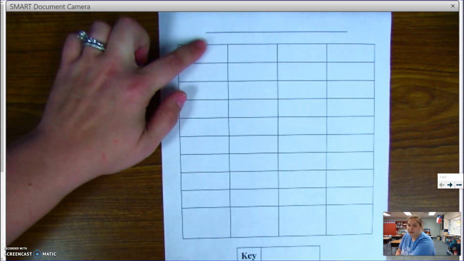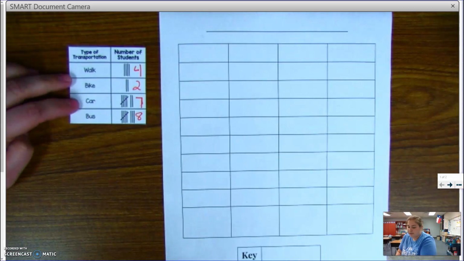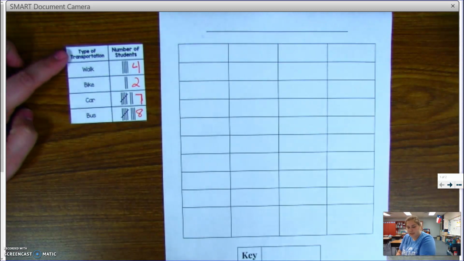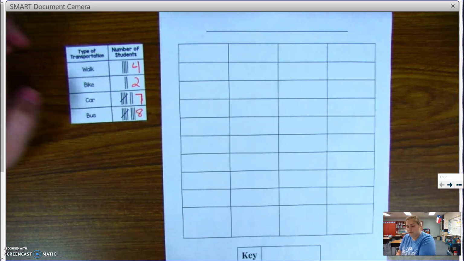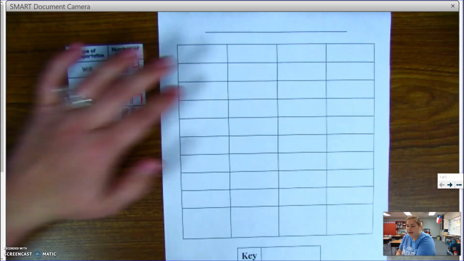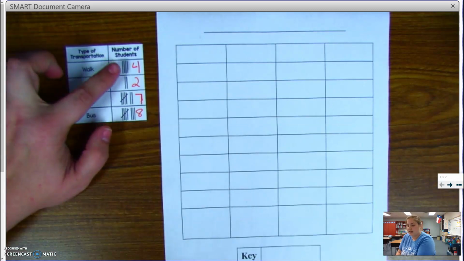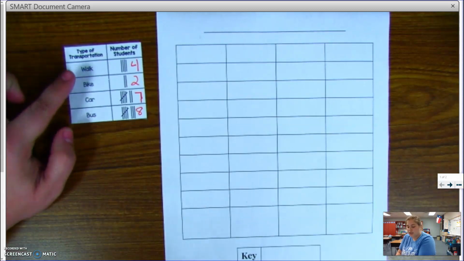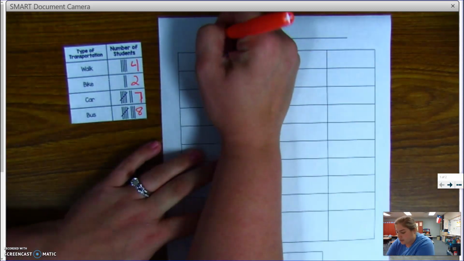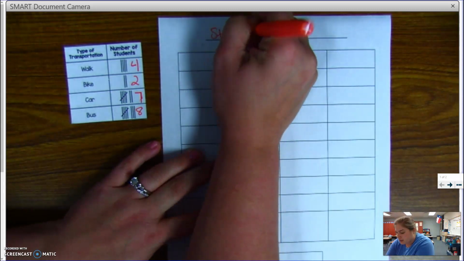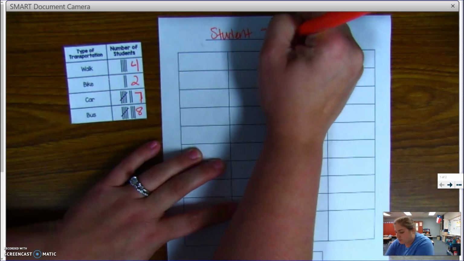So for my title, I know that my frequency table is about type of transportation and number of students. So I'm going to title my graph something that goes with that also. If it's got number of students and type of transportation, I'm going to title it student transportation.